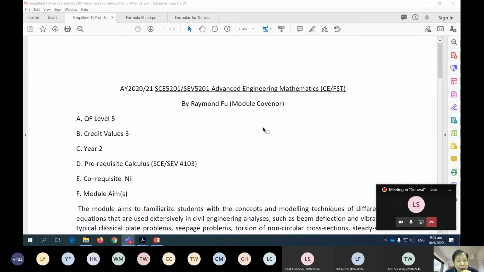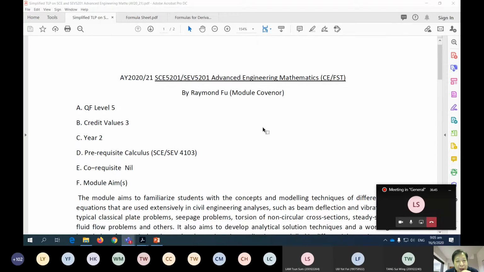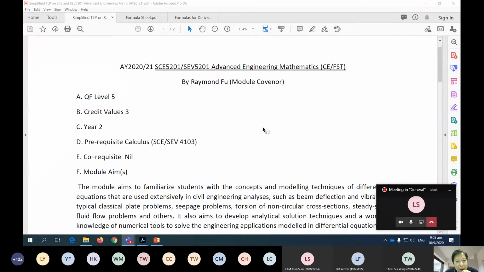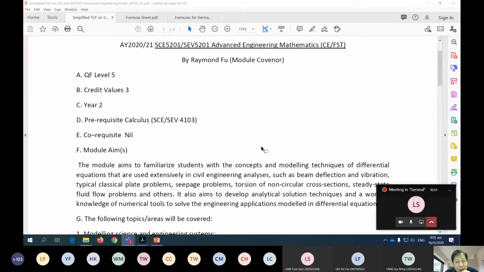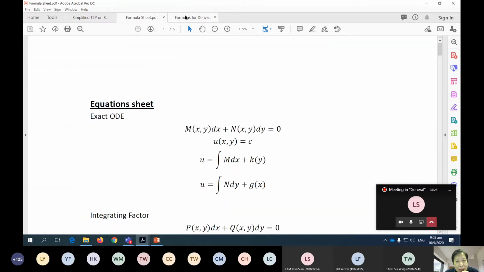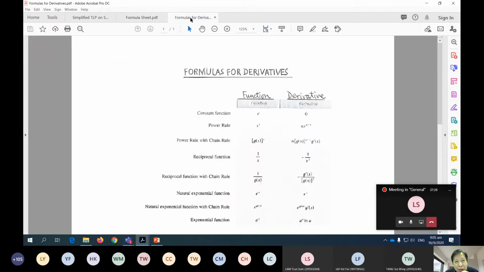Right. Now this is the teaching and learning requirements for this course. So you must pass calculus before you join this class. Okay. They are all printed on the Moodle. So if anybody cannot visualize it or understand it clearly, you can refer to the material that I already put on the Moodle about the TLP, and also there are a number of notes. This is the background of your study, including the formula sheet and the formula sheet for derivatives.